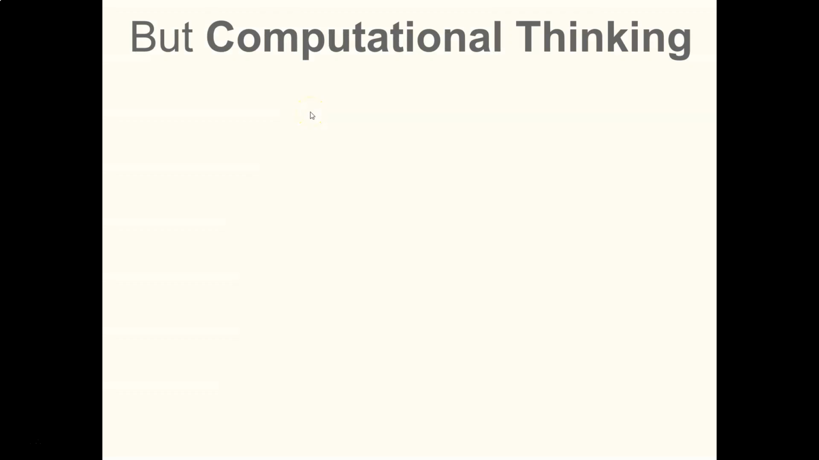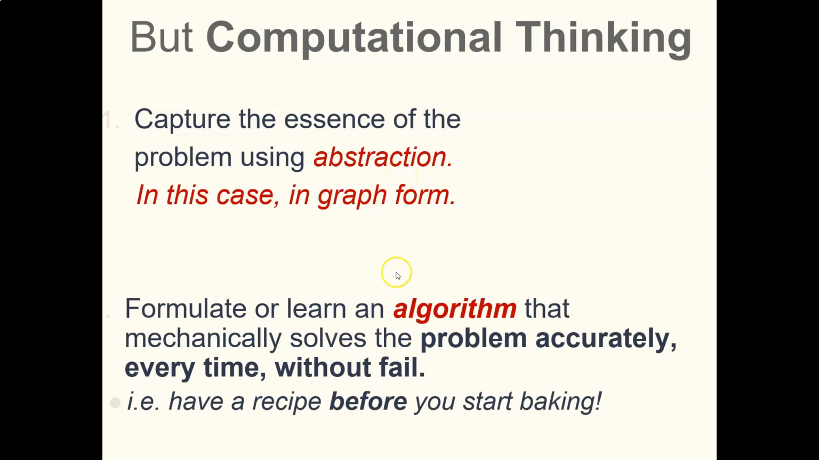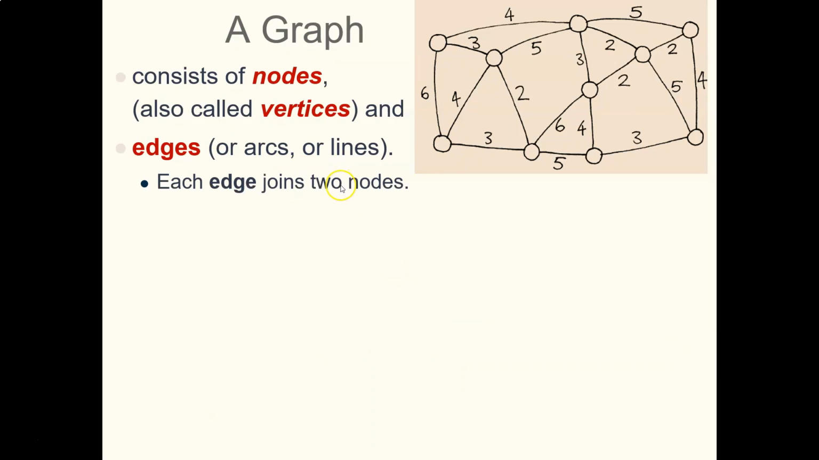Remember computational thinking. In computational thinking, we capture the essence of the problem using abstractions. So in this case, in a graph form. So let's learn some concepts about graphs. A graph consists of nodes, also called vertices, and edges, the lines that I mentioned, arcs or lines. Each edge joins two nodes.